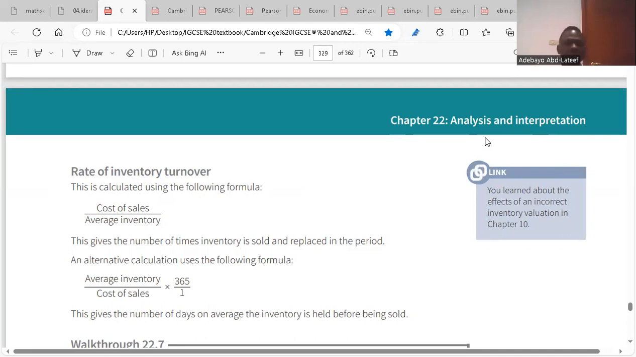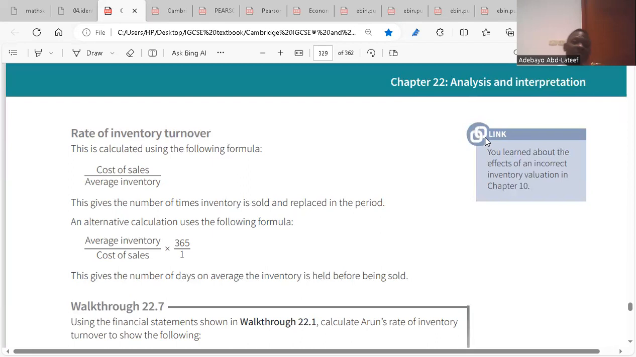For rate of inventory turnover, it is cost of sales divided by average inventory. Another way to calculate it is average inventory divided by cost of sales multiplied by 365 days, which is 1 year. This is when you are talking about the rate: how many days does it take for your stock to be sold and get a new one? Do you understand rate of inventory turnover now?